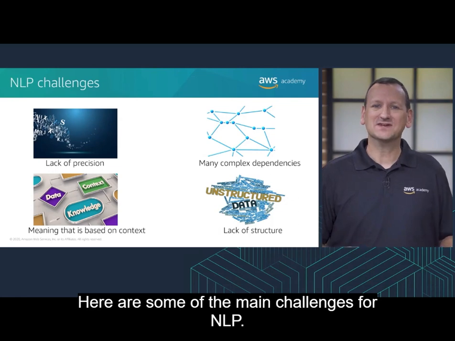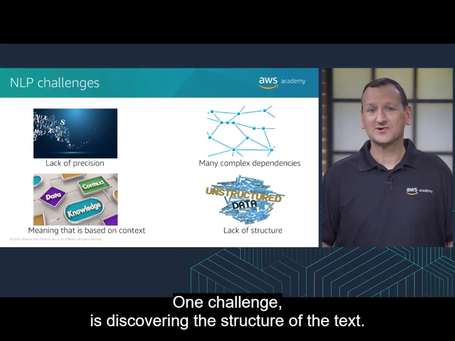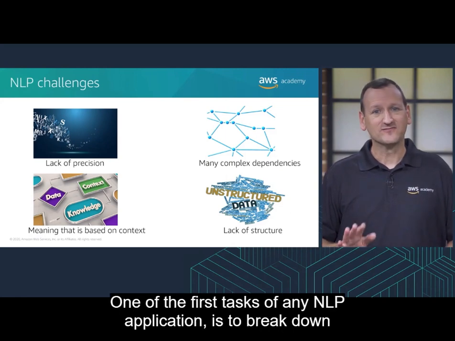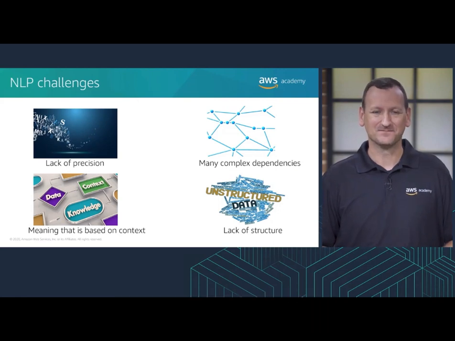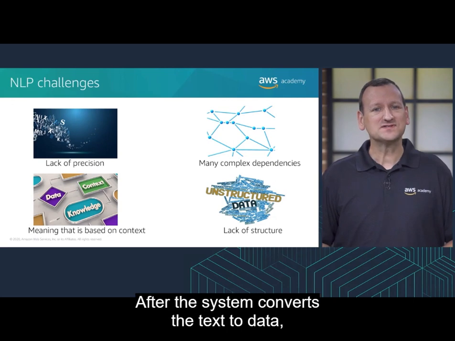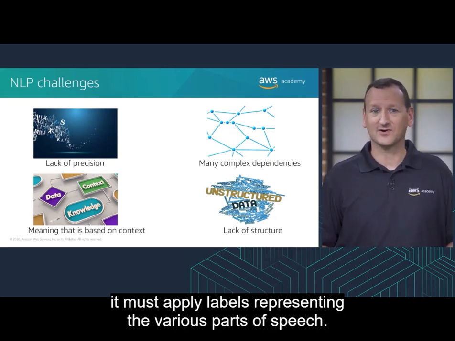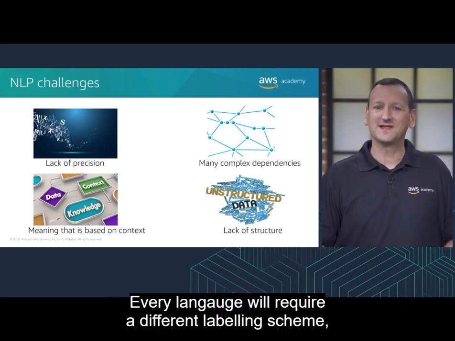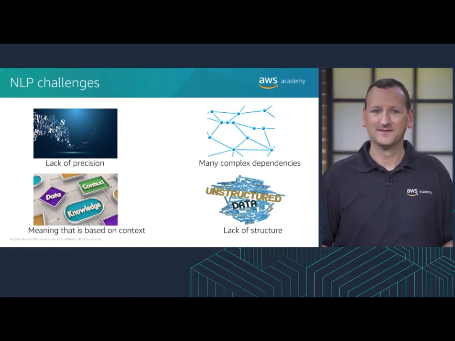Here are some of the main challenges for NLP. One challenge is discovering the structure of the text. One of the first tasks of any NLP application is to break down the text into meaningful units, such as words, phrases, and sentences. Another challenge is labeling data. After the system converts the text to data, it must apply labels representing the various parts of speech. Every language will require a different labeling scheme to match the language's grammar.